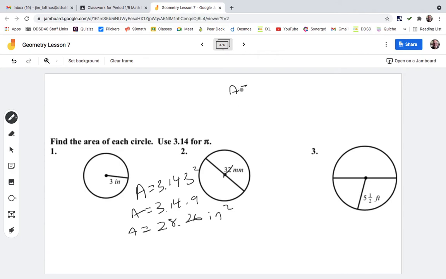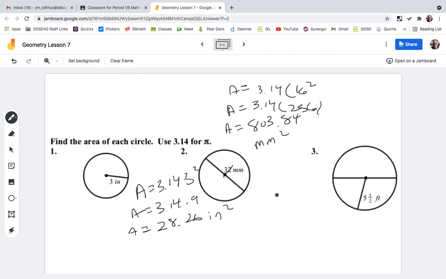So area is equal to 3.14 times 16 squared. 16 times 16 is 256. So the area is 3.14 times 256. Area is 803.84, and that's square millimeters.